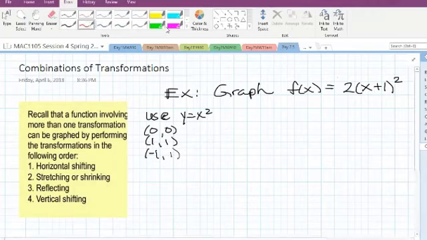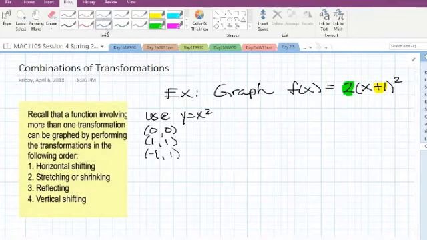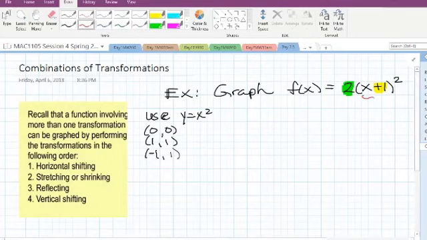I have 2 differences between this function and just x squared, right? First of all, I'm adding 1 inside of the parentheses, and also I'm multiplying by 2 on the outside of the parentheses. So you have to know what kind of an effect that's going to have. We know that anything that happens on the inner part of the function is going to affect the x coordinate, and it's going to do so in the opposite of the way that you would expect. So in this case, since it's plus 1, you're actually going to subtract 1 from each x coordinate.